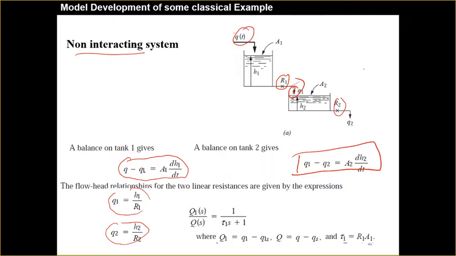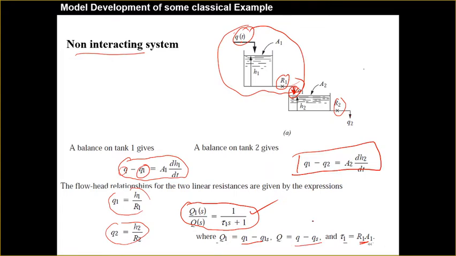When you solve the equation, as you know, Q1 upon Q, when you put the value, H1 is equal to Q1 into R1. When you solve this equation, you will get Q1s upon Qs, meaning this divided by this, for only the single tank, not for the double tank. For the single tank, Q1s upon Qs will come as 1 upon tau s plus 1, where tau 1 is already defined as A1 R1, and this is the deviation variable Q1 minus Q1s. You already have done these things.